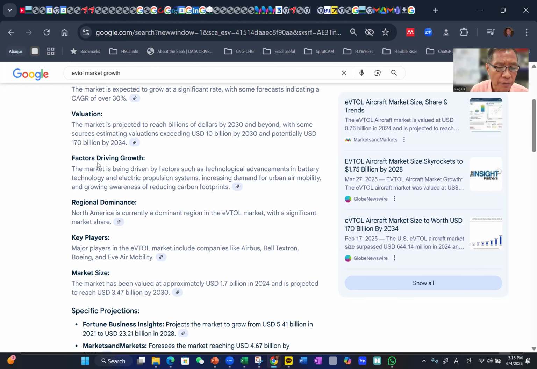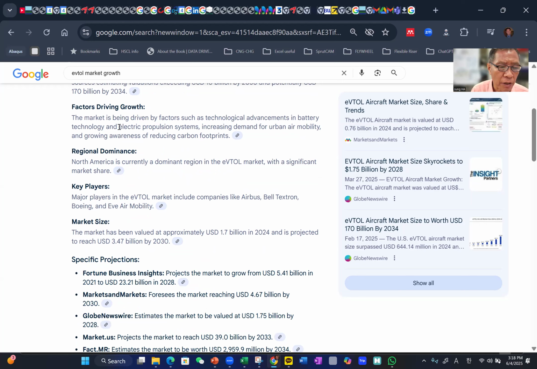And the factors driving growth: why is this eVTOL developing so fast? Well, the market is being driven by factors such as technological advancement in batteries. See, battery development is really helping this eVTOL industry, along with electrical propulsion systems such as motors. And we would like to find an alternative power system.